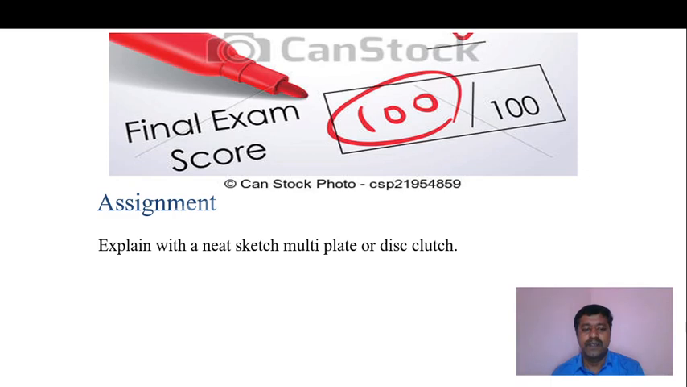This is the assignment question. Explain with a neat sketch multiplate or disc clutch.